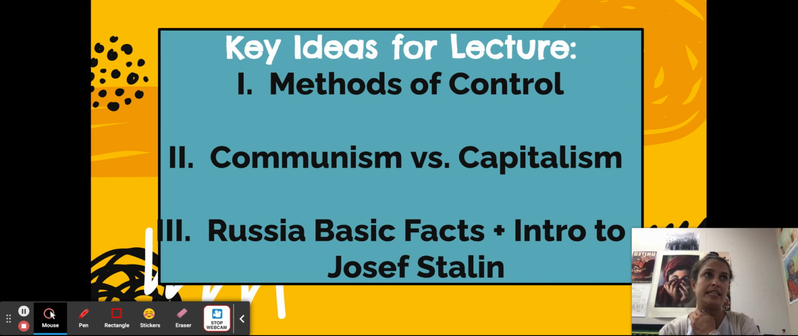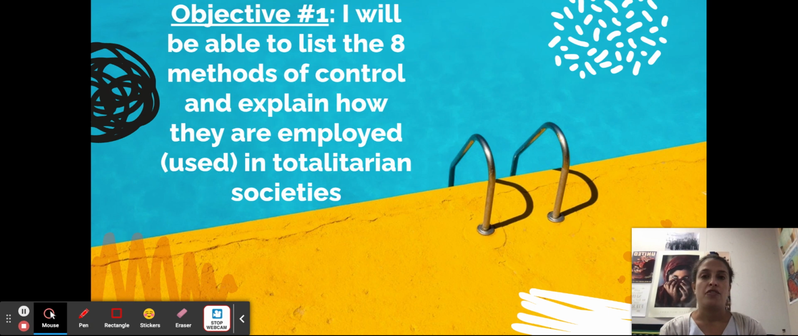Here are the key ideas for the lecture. So we're going to have you sketch note this out in just a minute, but keeping in mind that the three things we're looking at today: methods of control, communism versus capitalism, Russia basic facts, and intro to Joseph Stalin. Okay. Today's objective is I will be able to list the 8 methods of control and explain how they are employed or used in totalitarian society. So 8 methods of control.